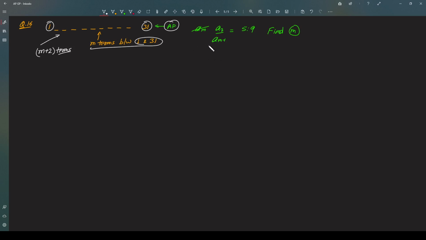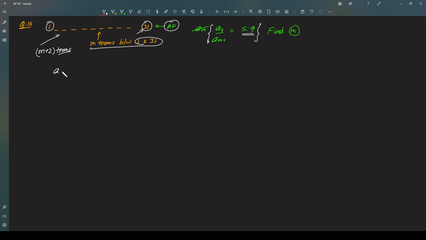The second piece of information given is that in that AP, the ratio of the 7th term to the m minus 1th term is 5 is to 9. So you have to find m. Let's solve it. 31 is simply the m plus 2th term.